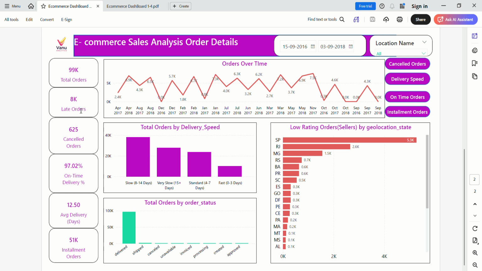And this dashboard explains the reasons why we are getting the late orders. And 625 is the cancel orders, and 97 is the on-time delivery percentage, and 12.5 is the average delivery days, and 51k is the orders we are getting. Out of these orders, some of the customers have taken installments, so we can see the installment orders is 51k.